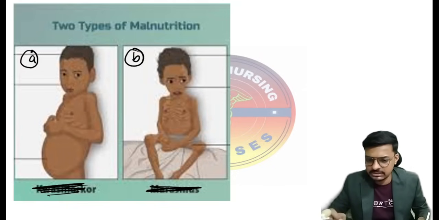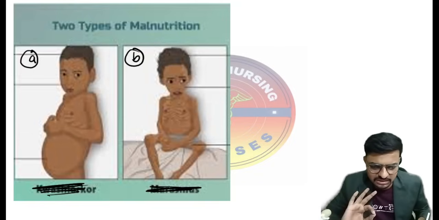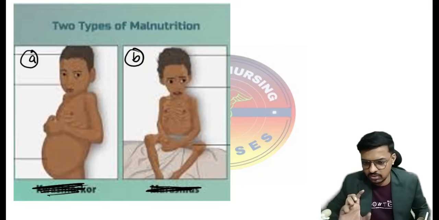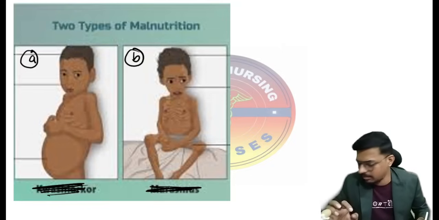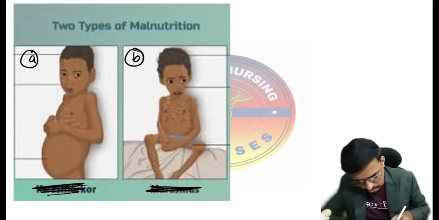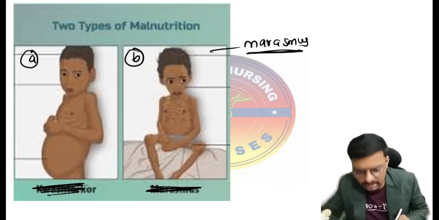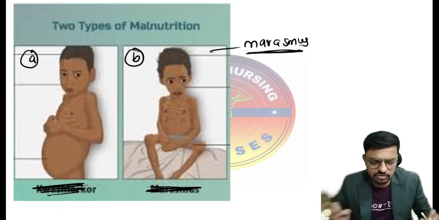Image B is a child who is completely thin, with no fat, looking like a skeleton. That is marasmus. Do remember, this is the case of marasmus, with complete loss of the fat pad from every part of the body.